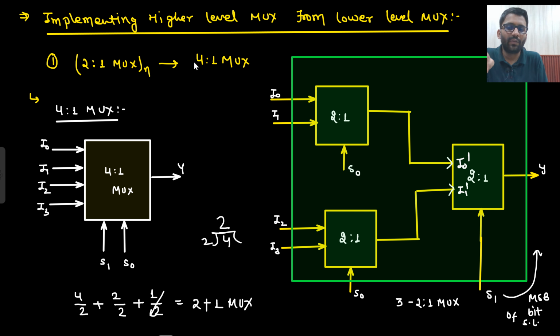What did we do? We saw this number, 4 by 2. If we do 4 by 2, we get 2. So plus 2, again divide by 2. What do we get? 1. Again dividing by 2, but just as we get 1, we are not going to look at this. This 1 we are going to ignore. So 2 plus 1, that is 3 muxes required. In that manner you can find it.